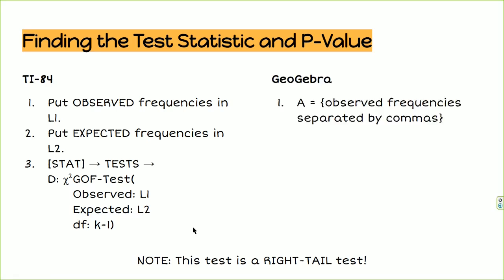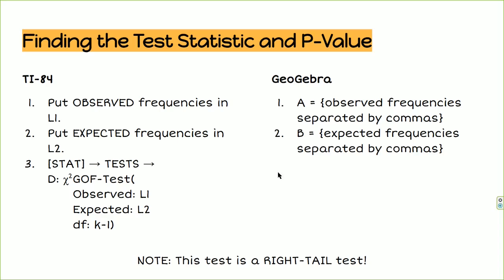GeoGebra, very similar. You need a list of the observed frequencies. So A equals curly brackets and then the numbers separated by commas. And a list of expected frequencies. B equals, and then the expected frequencies separated by commas. And make sure they're in the same order.